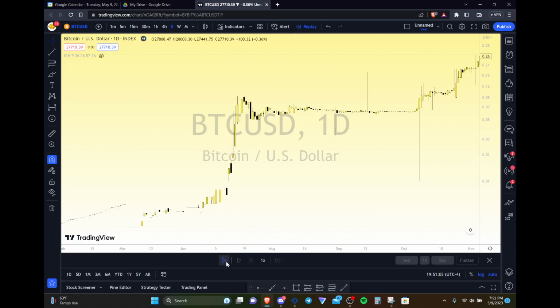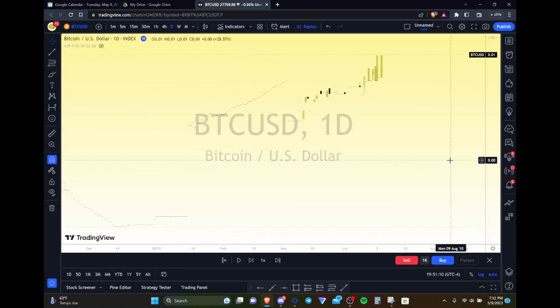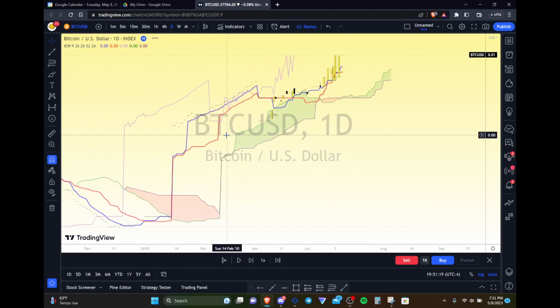We're actually already on replay mode. Let's just start from the beginning, and then we'll let it play as I talk. So this is back in like 2010. Okay, so I'm using the Bitcoin index chart on TradingView. Let's turn on Ichimoku. So here's Ichimoku.